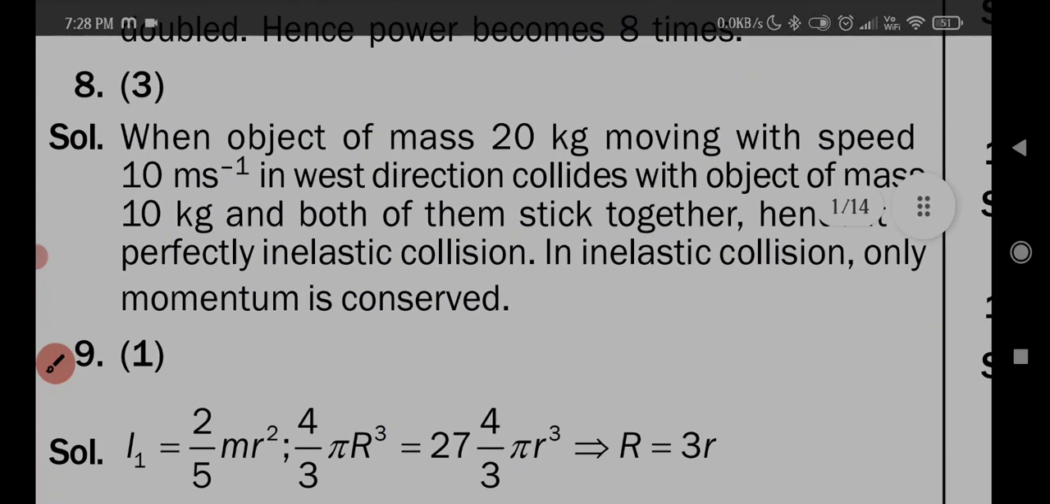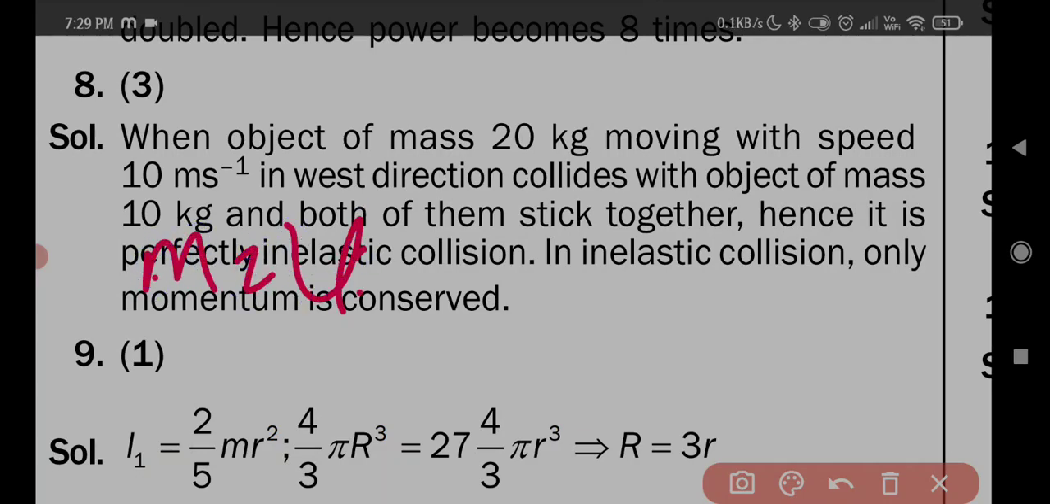Okay, let's see the next question. The question is that there is an object whose mass is 20 kg. It is moving with a speed of 10 meters per second in the west direction. Another object of mass 10 kg is moving with 15 meters per second in the north direction. Both collide and stick together. Choose the correct alternative.